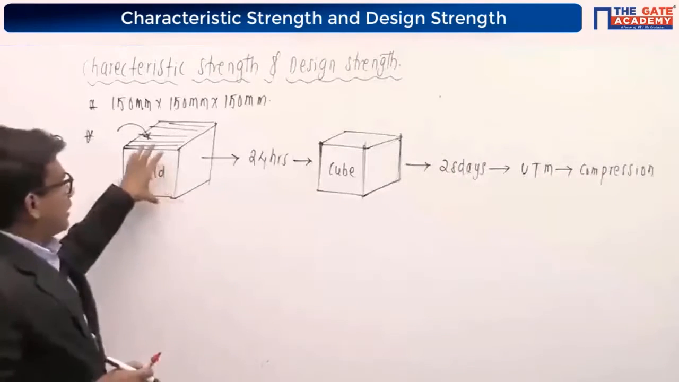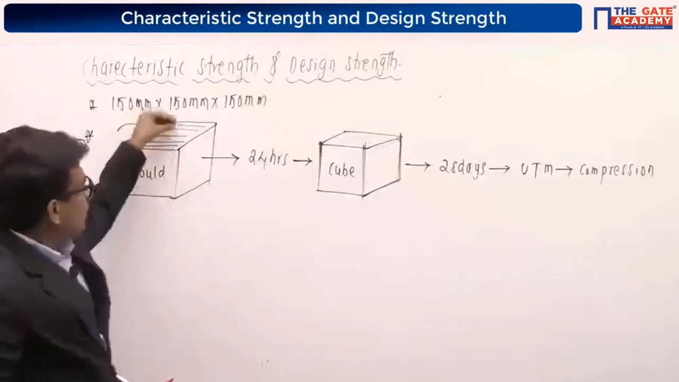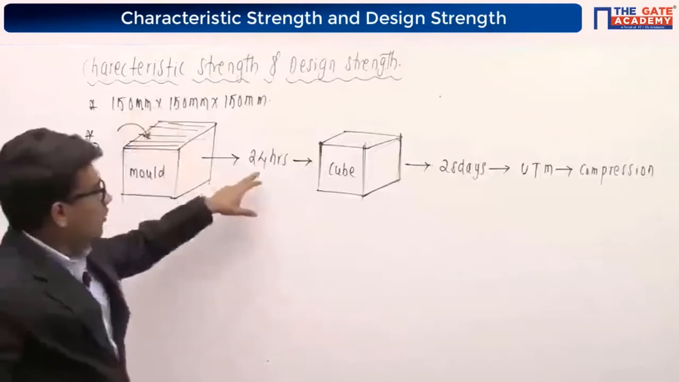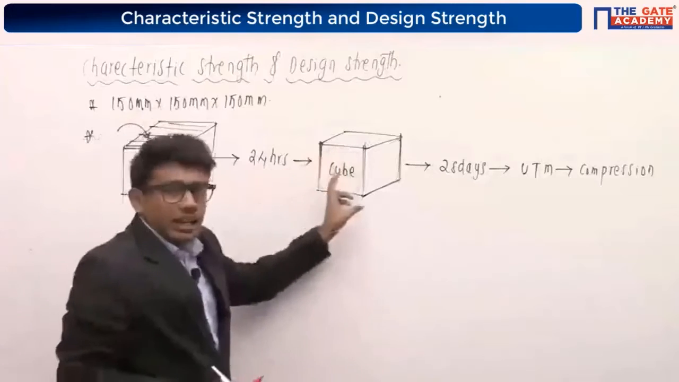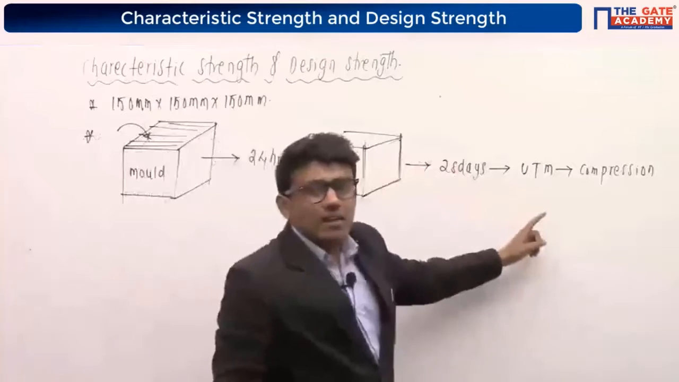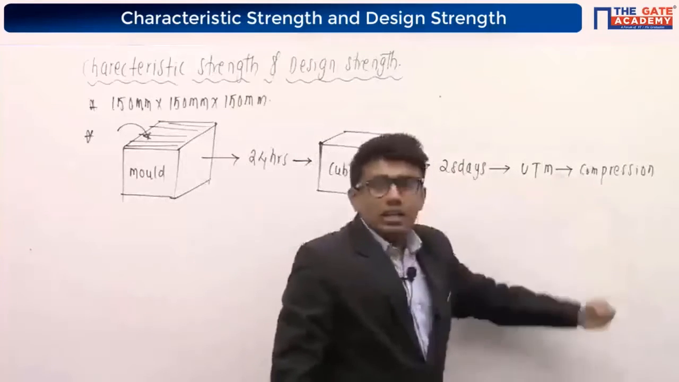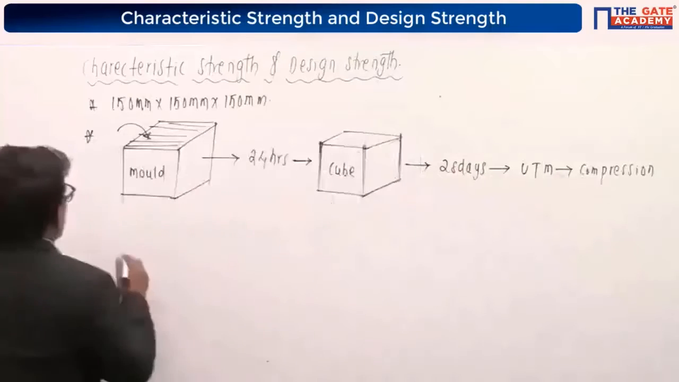The size of the mold is around 150 mm by 150 mm by 150 mm. We will pour the concrete here, and after 24 hours, I'll take the cube out, and I will keep it for curing for around 28 days. After 28 days, I will test it under the universal testing machine for compression. Right now, we will be having many cubes.